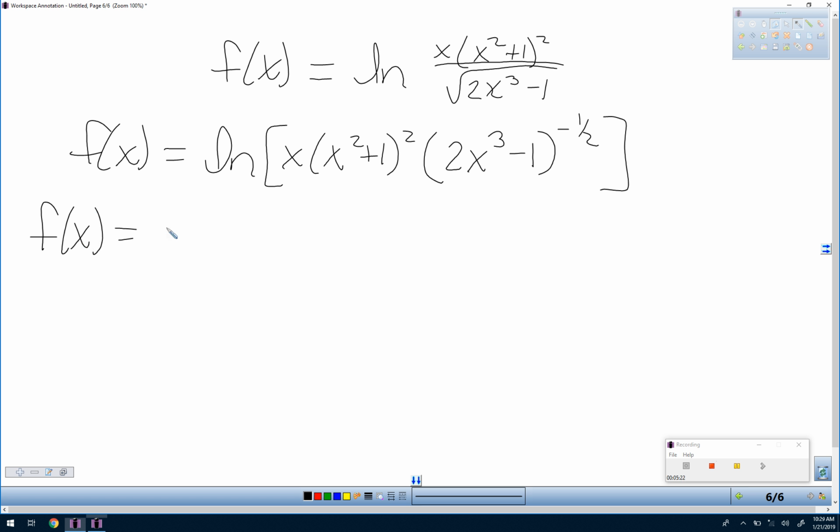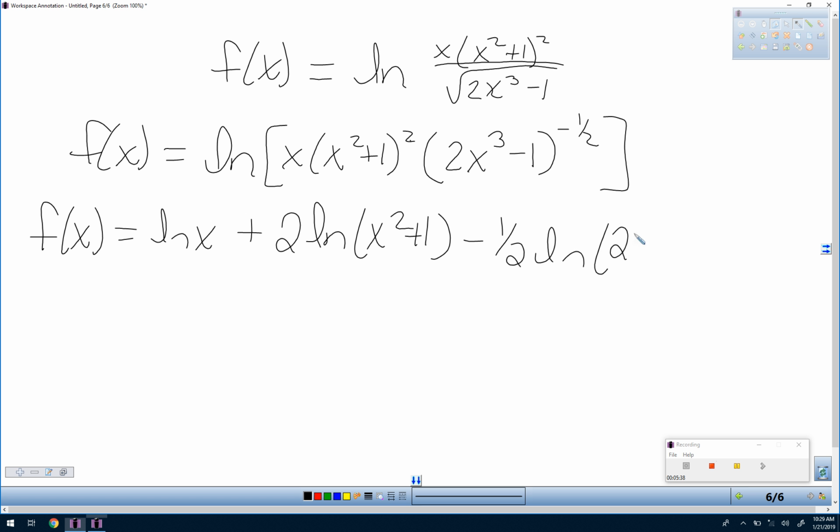So I'd say this is ln of x plus 2 ln of x squared plus 1. Notice what I did there. You see, property of exponent, this exponent becomes the coefficient. That's why I'm going to have minus 1/2 ln of 2x cubed minus 1, which is a lot easier to take the derivative of, because I can take the derivative one piece at a time.